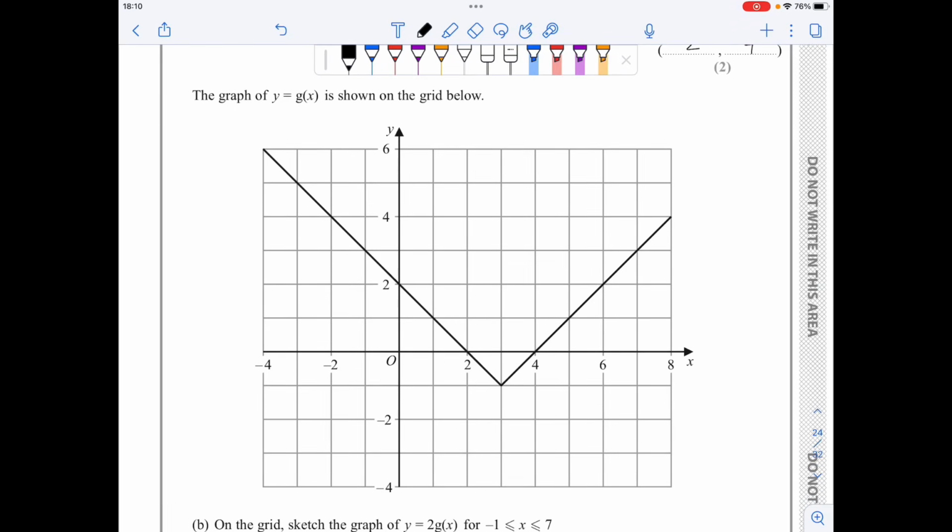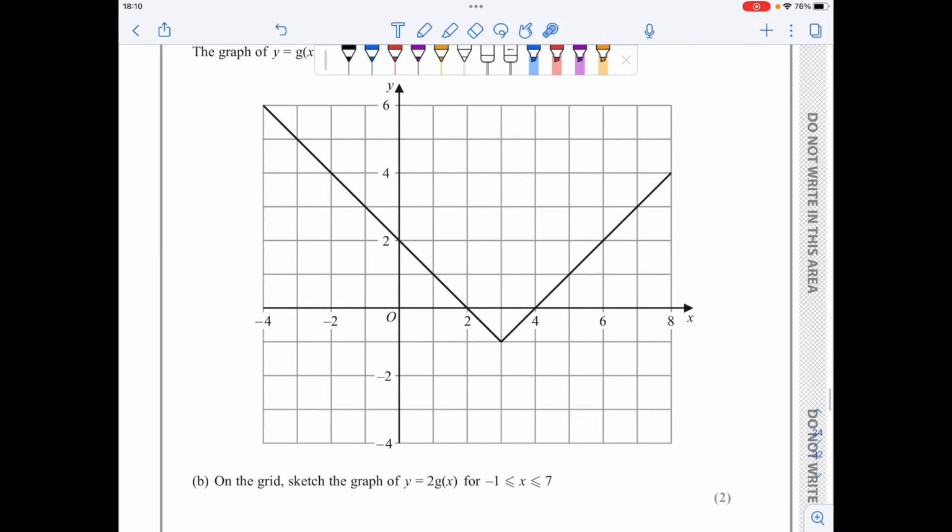For the next part, I'm given y equals g of x. I don't know the equation. I need to sketch y equals 2g of x for these x coordinates. So ignore any x less than minus 1 or more than 7. Now I will take 3 points on this graph, and I will find their image under this transformation.